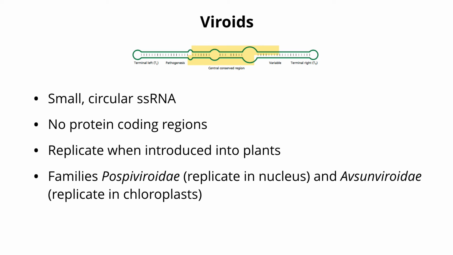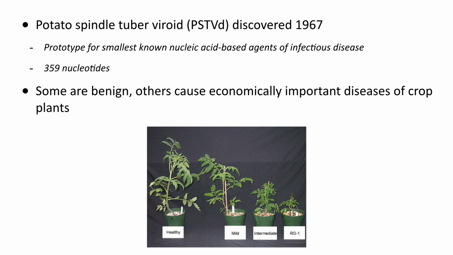There are two families. We've been talking about classifying viruses into families throughout this course, like Picornaviridae and Orthomyxoviridae. The viroids are also placed in families. There are just two families, Pospiviroidae, and these replicate in the nucleus, and Avsunviroidae, they replicate in chloroplasts. So you can see DAE is at the end of the families, just as for viruses, it's just that the first root is different. They're distinguished biologically. So the first viroid discovered is called potato spindle tuber viroid, discovered in 1967.